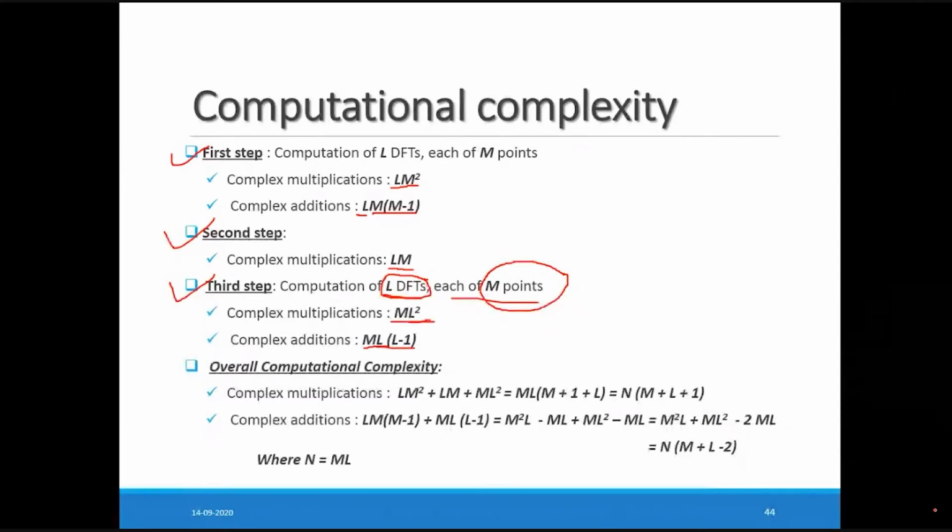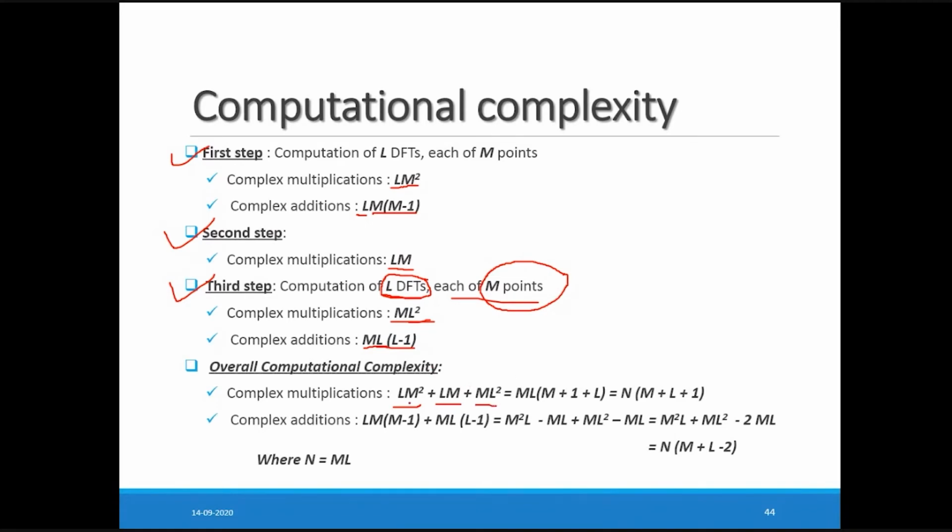Now we go for the overall computational complexity by combining all these 3 steps. We have to calculate the total number of multiplications and total number of additions, and we will compare that with the direct DFT. So how much advantage or how much reduction in computational complexity we are getting, that we have to calculate. So here complex multiplications are L M square for the first step, L M for the second step, and M L square for the third step.